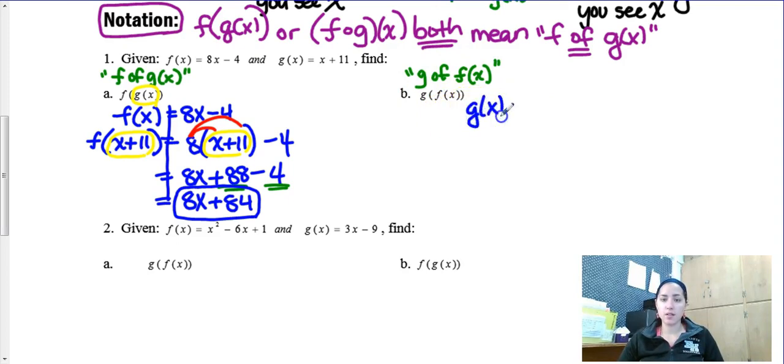G of x equals x plus 11. Then I ask myself, what's getting plugged in? F of x is getting plugged in. That's my input. So I write g of, well, I need to know what's f. To know that, I go up and I look. F of x equals 8x minus 4, so that goes right here. See the connection? G of f of x has now become g of 8x minus 4.